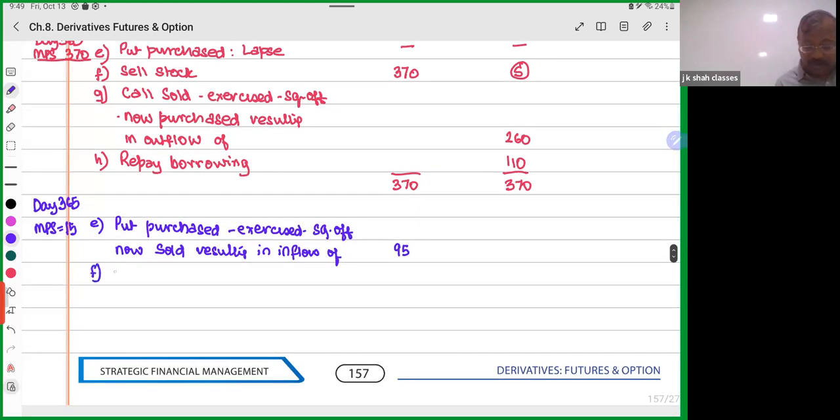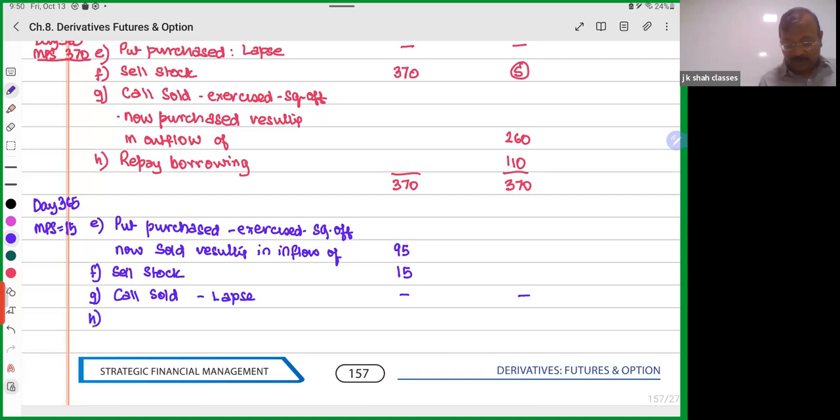Stock, you have to sell the stock. Sell stock at 15. Call sold lapses. And repay borrowing. $110.